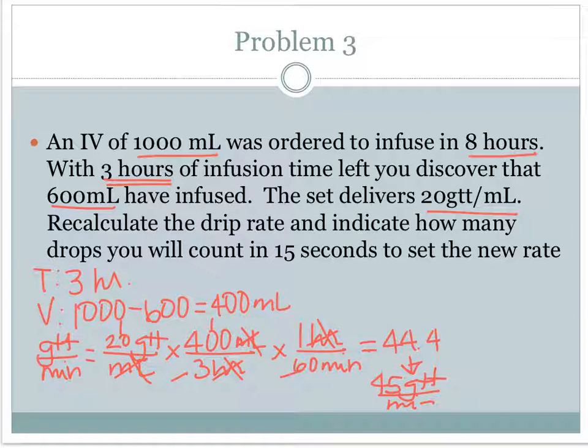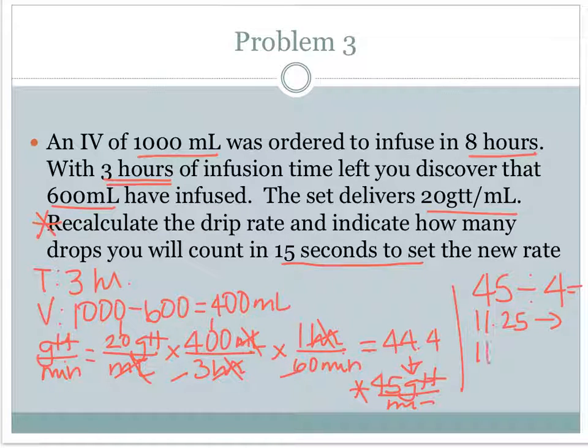Then, in order to recalculate the drip rate in the 15 seconds, we're going to take the 45 that we just obtained here and divide that by 4, which gives us 11.25. Again, rounding to the nearest whole number, 11 drops in 15 seconds.